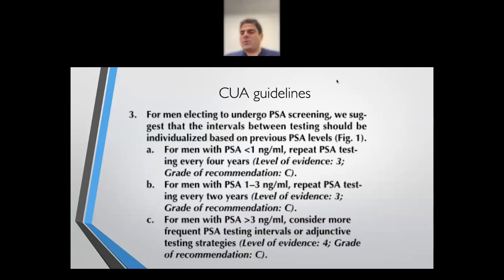Next. Now, if you're going to go PSA screening, if your PSA is less than 1 initially, you can do it every 4 years. 1 to 3, you can do it every 2 years. And more than 3, I would be doing it at a shorter interval. Maybe I would go initially every 6 months to see the velocity, and then if it's stable-ish, I'll do it in a year or so, and then we go from there. And that's this grade C recommendation.